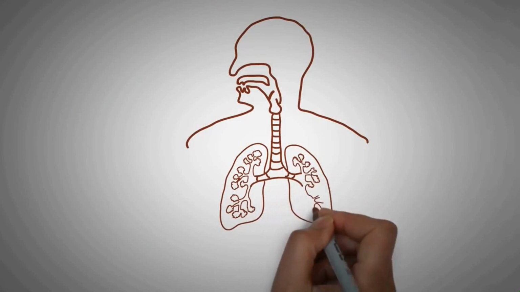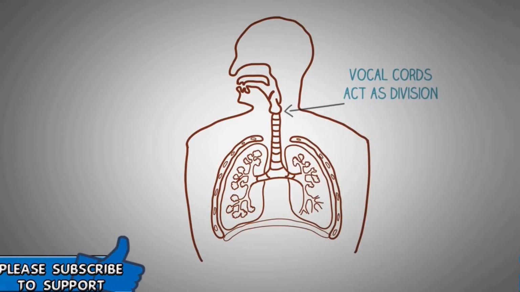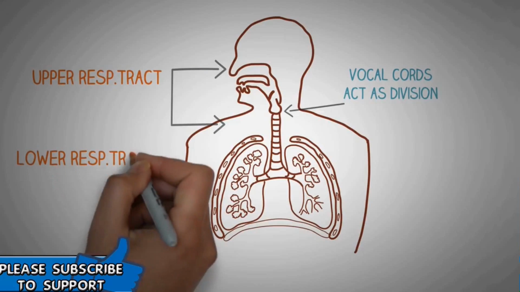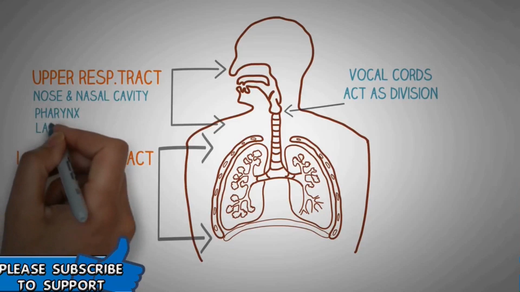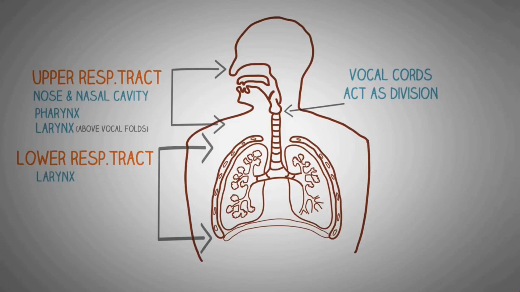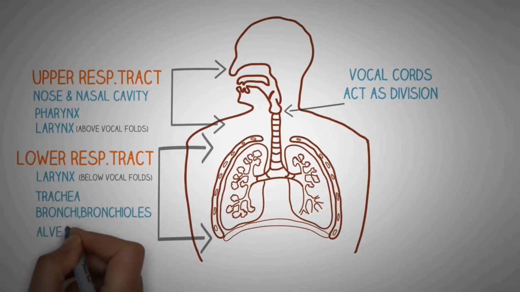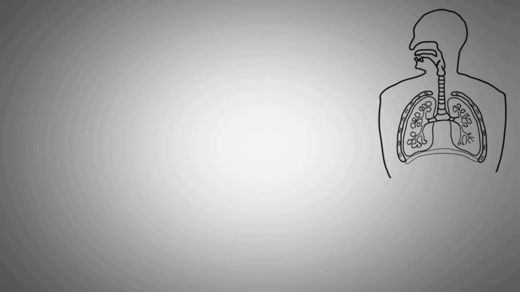So first, coming to the anatomy and physiology of the human respiratory system. The vocal cords present in the larynx divide the respiratory tract into the upper respiratory tract and the lower respiratory tract. The upper respiratory tract contains structures like the nasal cavity, the pharynx, and the part of the larynx above the vocal cords. The lower respiratory tract starts with the part of the larynx below the vocal folds, trachea, bronchi, bronchioles, as well as the alveoli. So let's first talk about the brief anatomy of the nose and the nasal cavity.